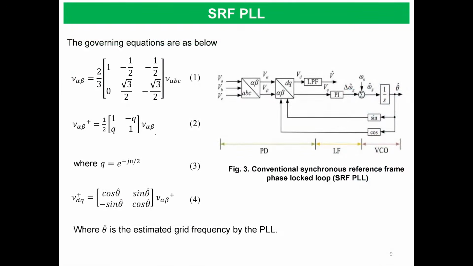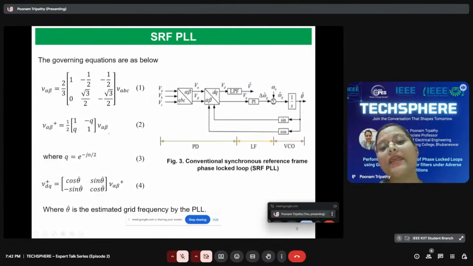So now coming to the SRF PLL, initially the three-phase voltages, that is VA, VB and VC, are converted from the ABC, that is the natural reference frame or the three-phase reference frame, to the stationary reference frame or alpha beta reference frame, producing the output as V alpha and V beta through the help of Clarke's transformation. Then the voltage parameters V alpha and V beta are converted from the alpha beta reference frame to the synchronously rotating reference frame, SRF, or the DQ reference frame through the help of Park's transformation.